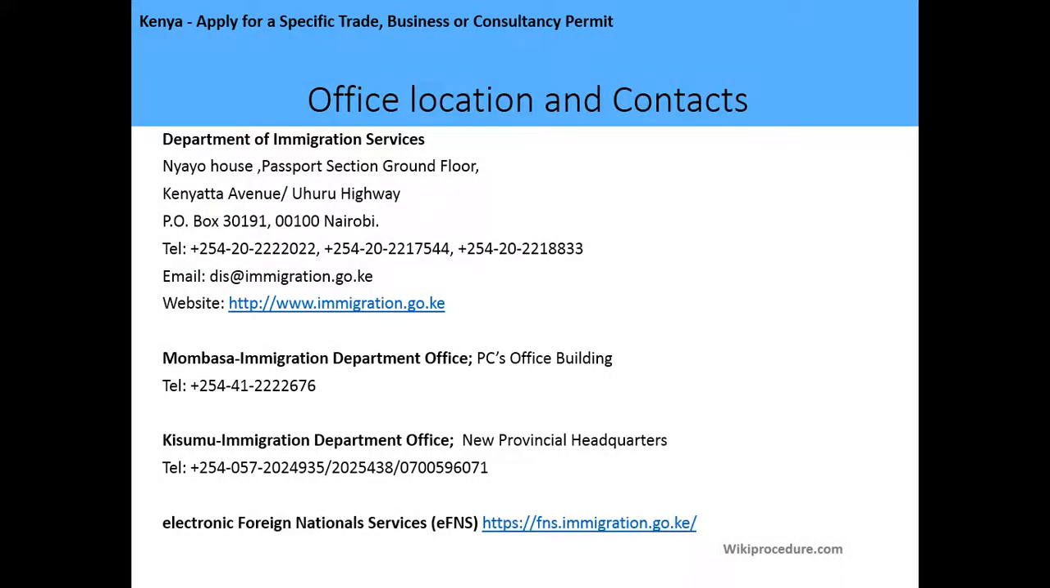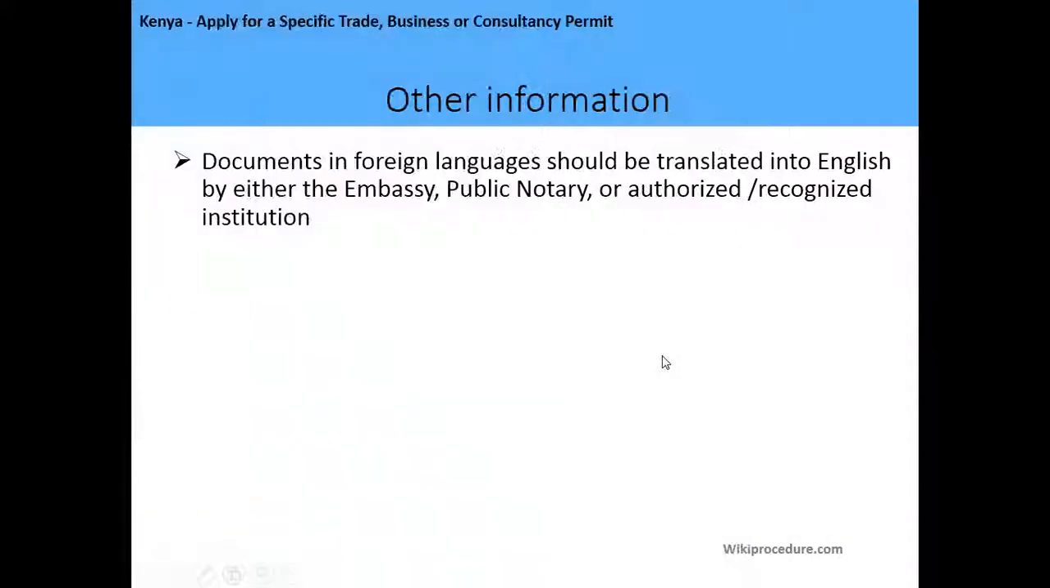Contact information and office location: the Department of Immigration Services. They're located at Nyayo House. You can visit them through www.immigration.go.ke. In Mombasa, they are located at the PC's office building. In Kisumu, they are at the new provincial headquarters, and their online platform is fns.immigration.go.ke. Other information is that any document that is in a foreign language should be translated into English, either by the embassy, a public notary, or an authorized or recognized institution.